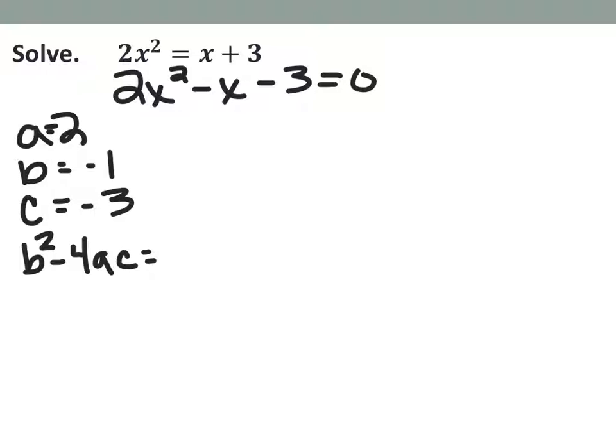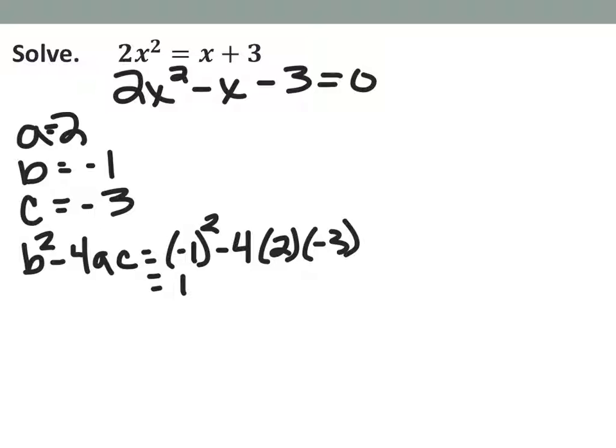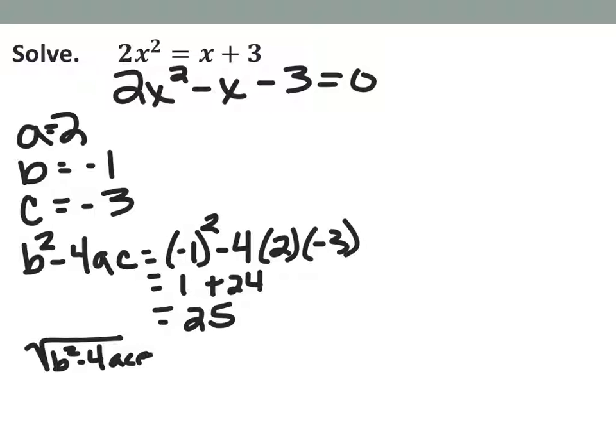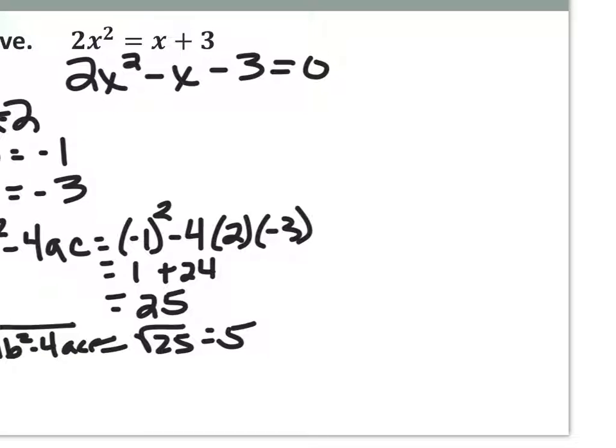Let's go ahead and calculate b squared minus 4ac. I recommend you do this outside of the quadratic formula so you don't make a mistake. Negative 1 squared is 1. Negative 3 times negative 4 is positive 12, times 2 is positive 24, which gives you 25. We're going to take the square root of that, which is just 5. So let's go ahead and use our quadratic formula.